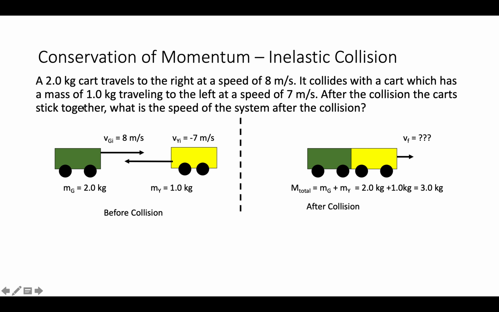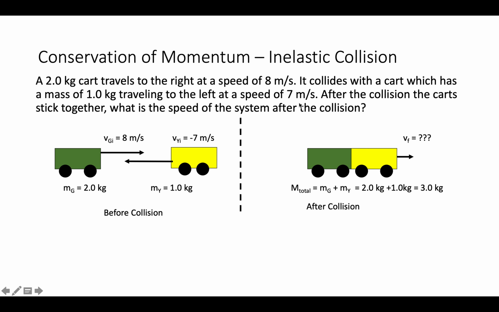So I have a 2 kilogram green cart, and it's traveling to the right with a speed of 8 meters per second, so it has a positive velocity of 8 because it's traveling to the right. It collides with a yellow cart that has a mass of 1 kilogram, and it's traveling to the left with a speed of 7 meters per second.